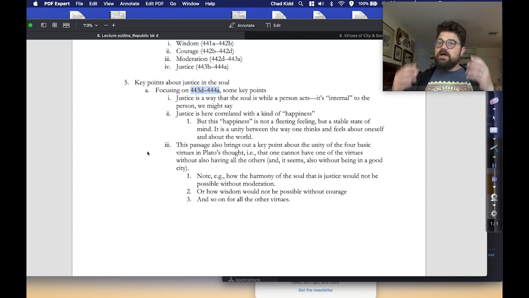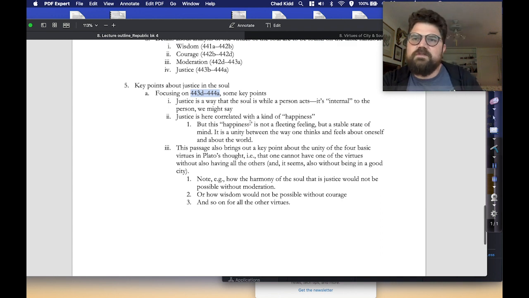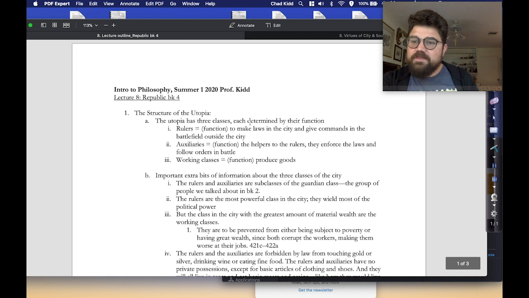Anyway, we'll talk more about the unity of the virtues in the discussion section today, because that's a pretty good place to start for thinking back through the structure of this. Okay, I hope that that was helpful.